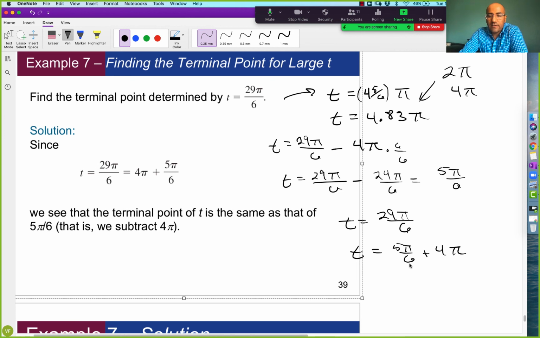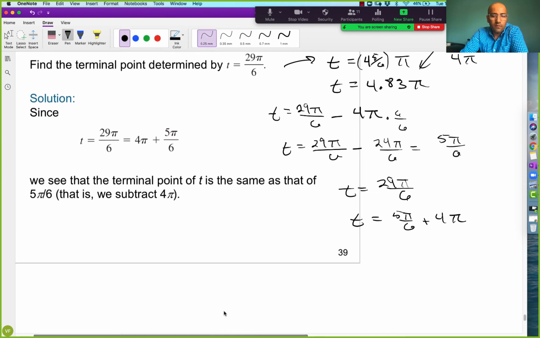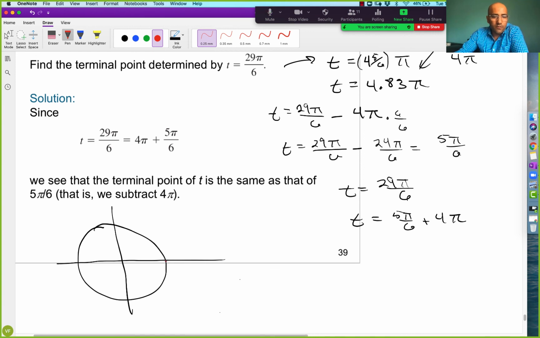Well, 5 pi over 6 is in quadrant 2. There's our unit circle. So from here all the way out to, say, around here, this is 5 pi over 6, which means that this little extra piece right there is going to be the reference value. So it's going to be determined by pi minus this. So t bar equals pi minus 5 pi over 6, which is going to be equal to pi over 6.